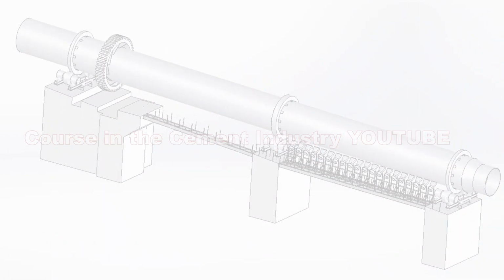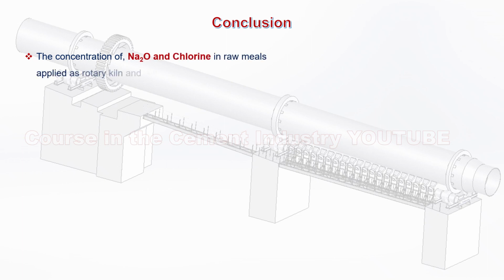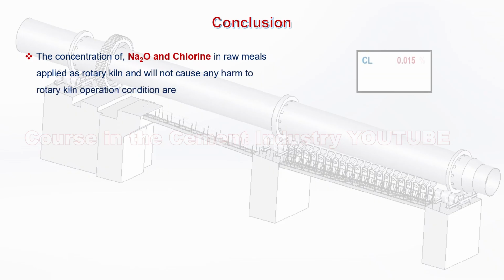We follow together. Conclusion. 11. The concentrations of Na₂O and chlorine in rawmills applied as rotary kiln feed that will not cause any harm to rotary kiln operation condition are: Cl equals 0.015%, Na₂O equals 0.6%, SO₃ equals 0.45%.